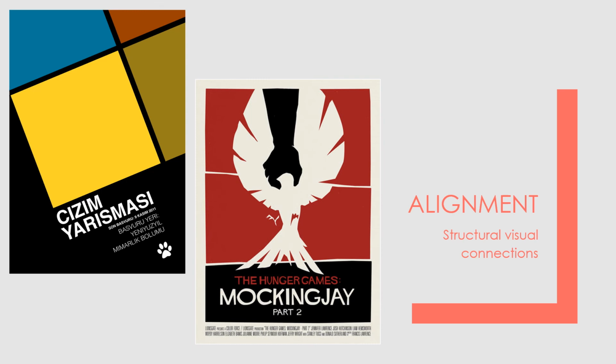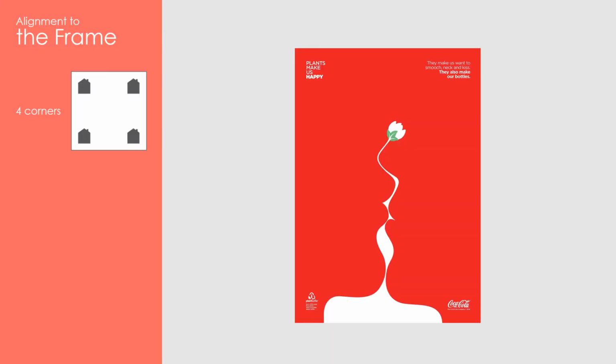Okay, so we're going to look at a couple different ways that alignments will work. So here's my favorite Coca-Cola ad again. There are a few different alignment techniques that you could employ. You could align to the frame, and then the second one is you can align to the other elements within the composition. And honestly, more often than not, you're going to do a little bit of both. So option C, all of the above.